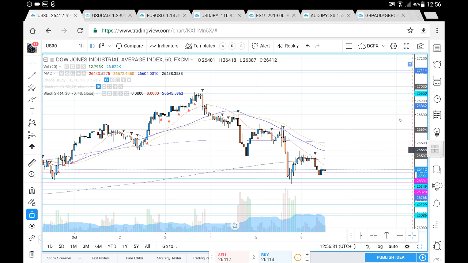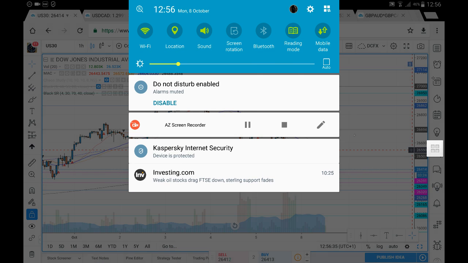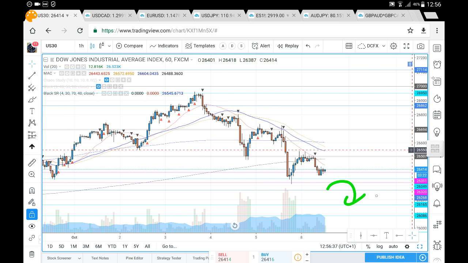Beyond, well, I don't think we'll trade beyond the 26,165. But if there is a sharp acceleration of momentum, the very far end of the range may just be in around 26,086 here on the US 30, if we do have sufficient volatility to trade through the 26,165.